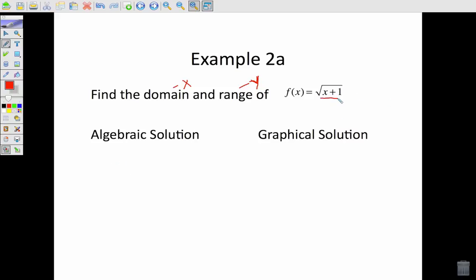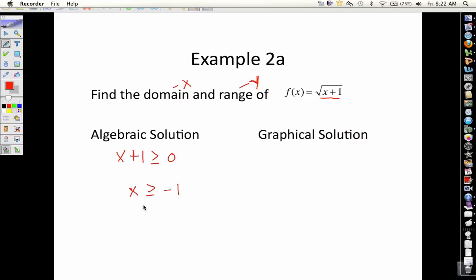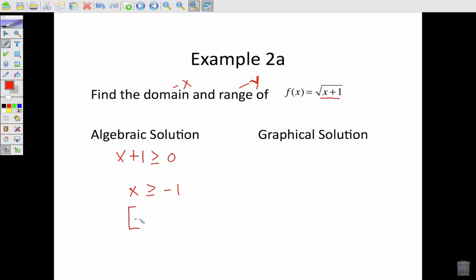Algebraically, let's look at my original function. I've got a square root, so this expression here, algebraically we would go x plus 1 has to be greater than or equal to 0 because of taking the square root, and you need a non-negative result. So x would be greater than or equal to -1. All right, so then our notation that we're going to use is from -1 to infinity.